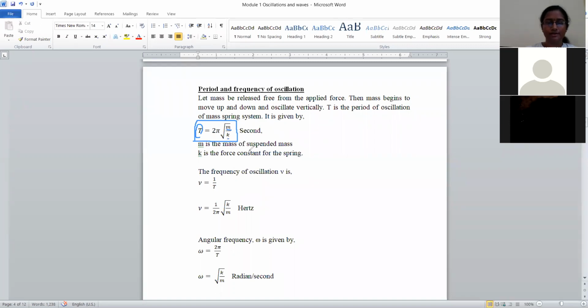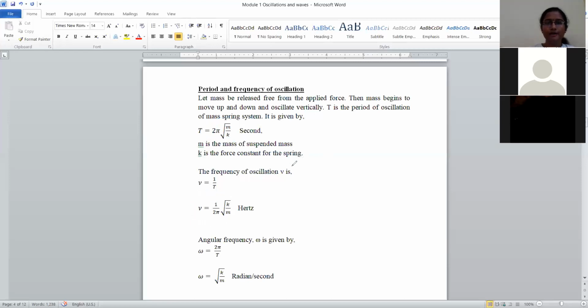the force constant. And what is the frequency of oscillation equal to? Frequency of oscillation nu is the reciprocal of the time period. So nu equals 1 by T. So we know T equals 2 pi into root of m by k. Substituting this, we get nu equals 1 by 2 pi into root of k by m hertz. So this is the frequency.